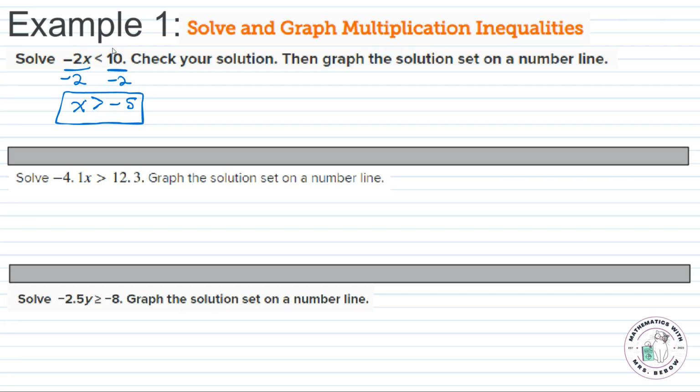Now, let's say I forgot to reverse my symbol. Don't write this down, but let me just write it out to demonstrate what's going on here.